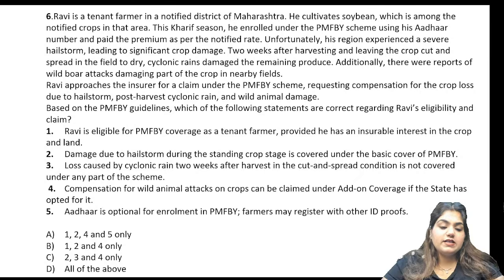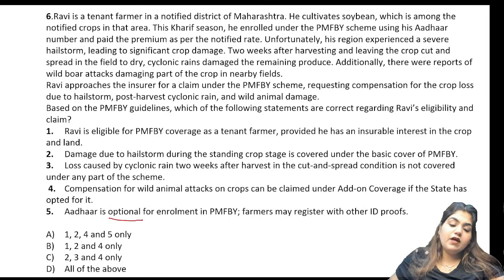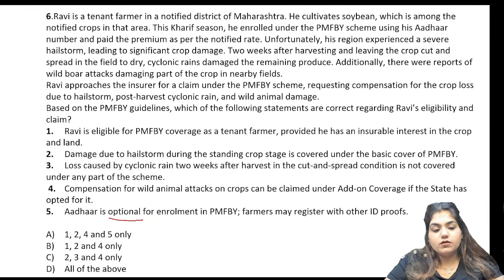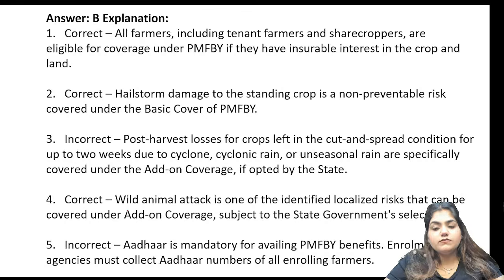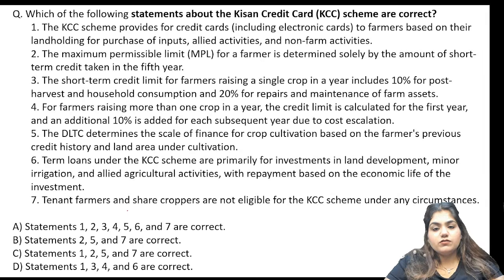Statement number 3 is incorrect. Statement number 4 is correct. Statement number 5 is incorrect. Aadhaar is mandatory for this. Aadhaar is mandatory for Pradhan Mantri Fasal Bima Yojana. 3 and 5 are incorrect. That will give us B as the correct answer. Next question. Last question.